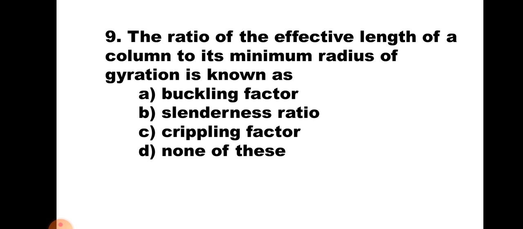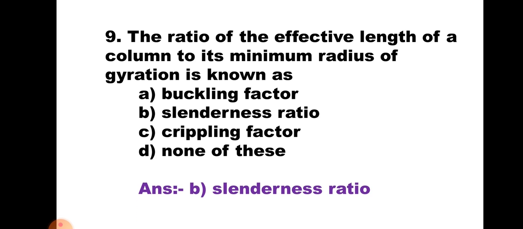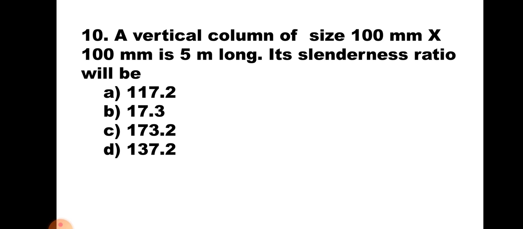Question number 9. The ratio of the effective length of the column to its minimum radius of gyration is known as A, buckling factor, B, slenderness ratio, C, crippling factor, D, none of these. This is the definition of slenderness ratio, and the correct answer is B, slenderness ratio.